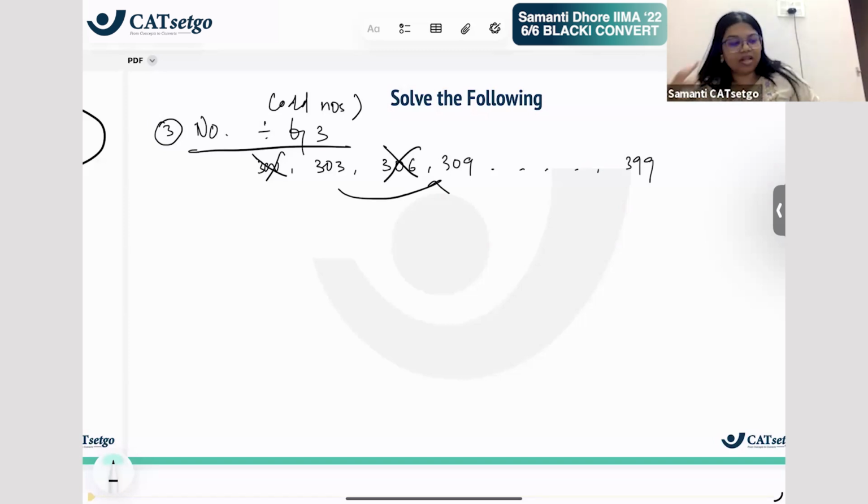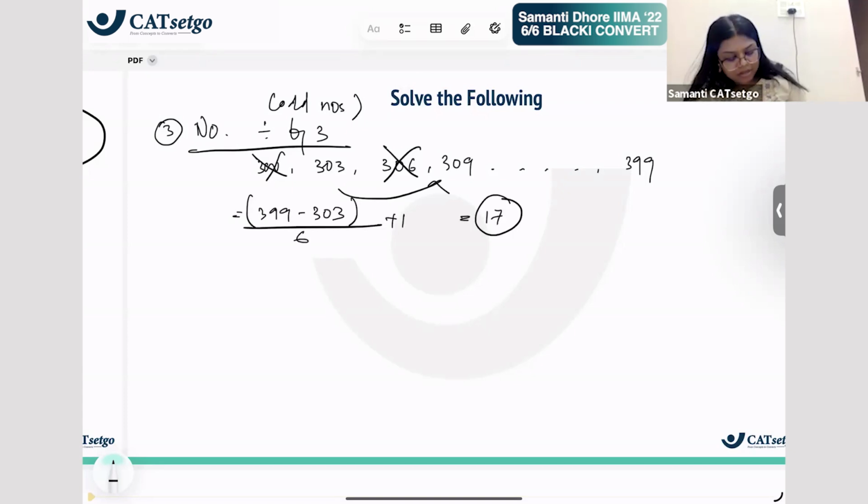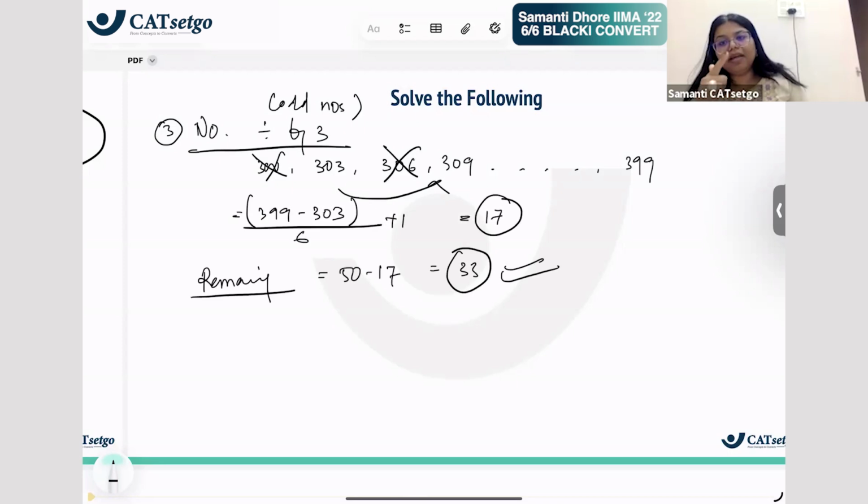है ना? What's the answer that you get? It is 399 minus 303 divided by 6 plus 1, which is 96 divided by 6, which is 16 plus 1, 17. So there are total 17 numbers. So how much is remaining? There were 50 numbers earlier. इनको subtract कर दो, 33 numbers are there that are not divisible by either 2 or 3 also. है ना? Now next is, I am going to find numbers divisible by 4.